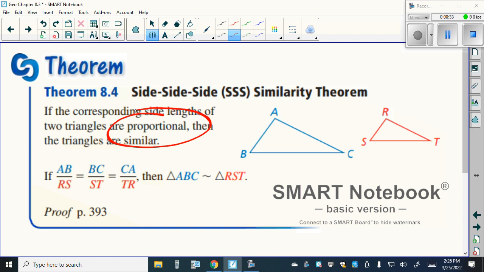Can we call this the snake theory? Snake theory? You can call it the snake theory.